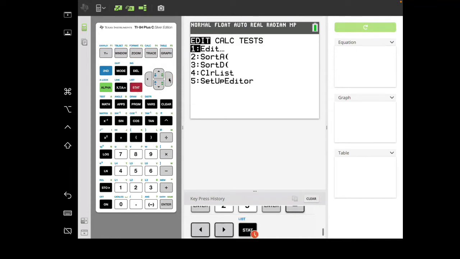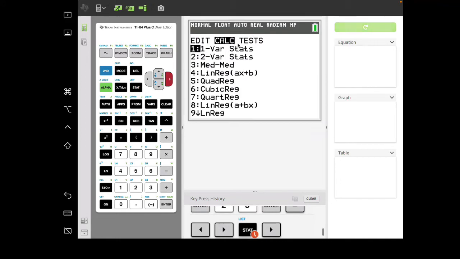You're going to go to the right where it says calc, so you want to highlight this with your calculator by going either left or right. So I went right. There's your calc. And in this case, we're going to be doing exponential regression.